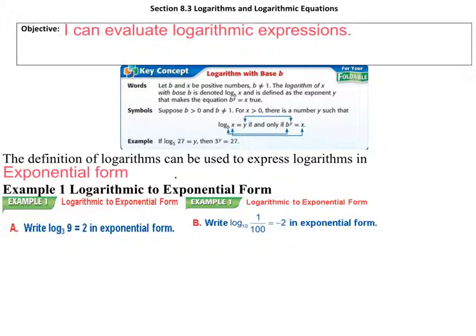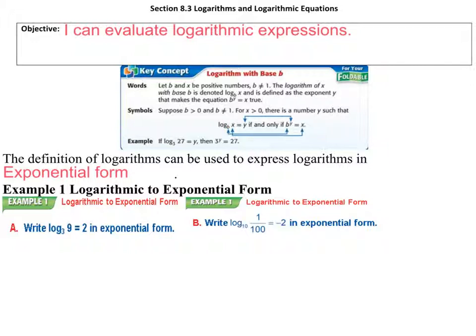And this, even though it's not our objective today, is a very valuable part of being able to evaluate logarithmic expressions. So the definition of logarithms can be used to express logarithms in exponential form. And we have a good example up at the top in the key concept box. Here we have a log, and then we are able to use our definition and convert it into an exponential equation. And we can do that by just knowing the order.